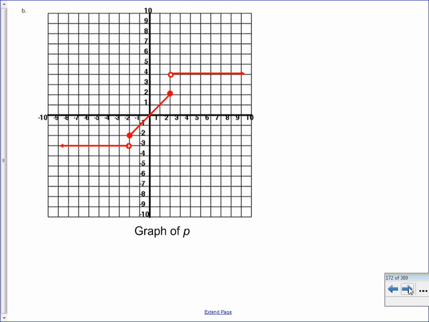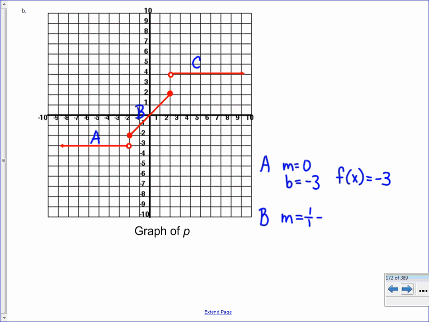Let's take a look at this one. So now I have 3 components, 3 pieces, an A, a B, and a C. So when I take a look at A, I notice my slope is 0. My y-intercept, if I continued the line going all the way across the y-axis, would be at -3. So my equation would be f of x is equal to 0x minus 3, or f of x is equal to -3.